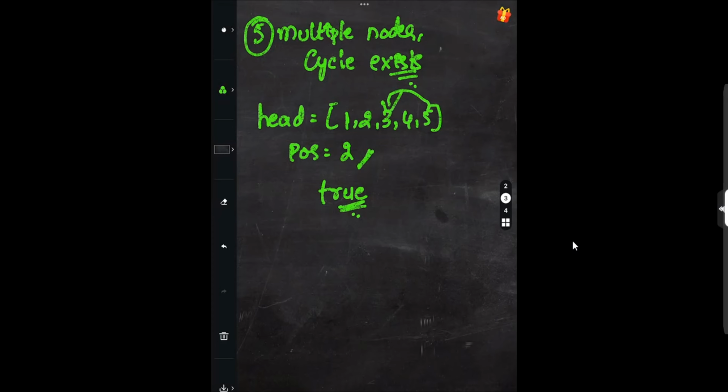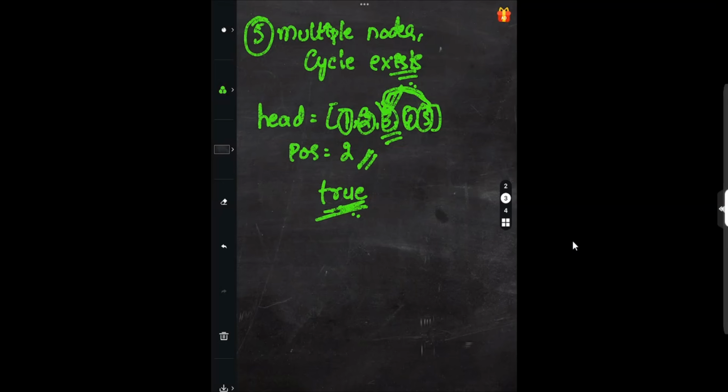Nothing but 0, 1, 2. This one. So the index will be this one. Position 2, index 2, this one. The tail of the node connects back to the second node. 0th index, right? This is 0, 1, 2, 3, 4 here. The tail of the node connects back to the second node. It forms a cycle. So at position 2, the output will be true here.